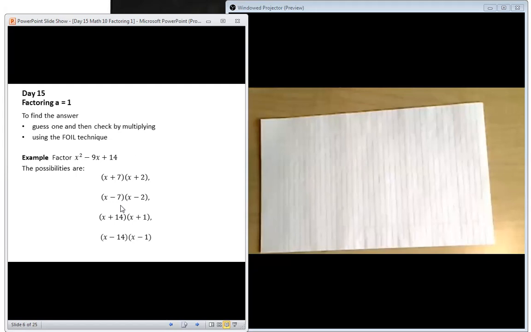We need numbers to get 14, right? So 7 and 2 can work. 2 and 7 can work even. Right? We have negative times a negative, which is a positive. So those are okay. The second line there. What about 2 and 13? Does that work?